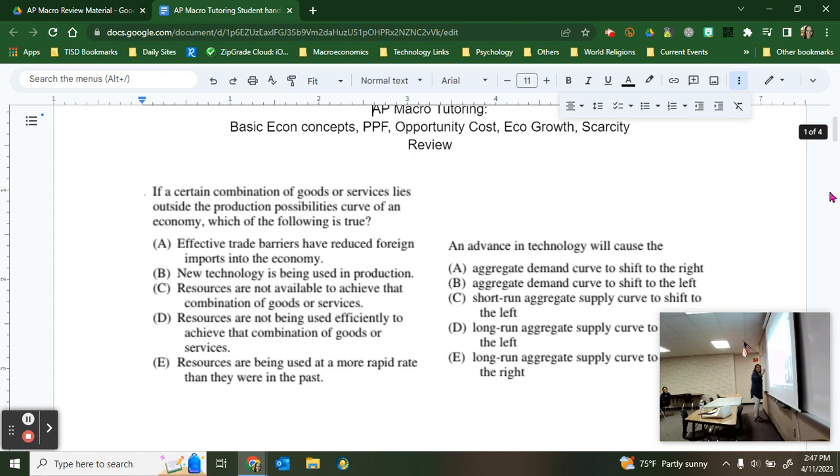But right now, a point inside the curve is possible. It's possible, but it's inefficient because you are not using all of your resources. You're not using all of your land, labor, capital, human capital, and entrepreneurship. Those are the factors of production. If you are on the curve, you are using all of your resources. That's full employment, so it's efficient and possible.